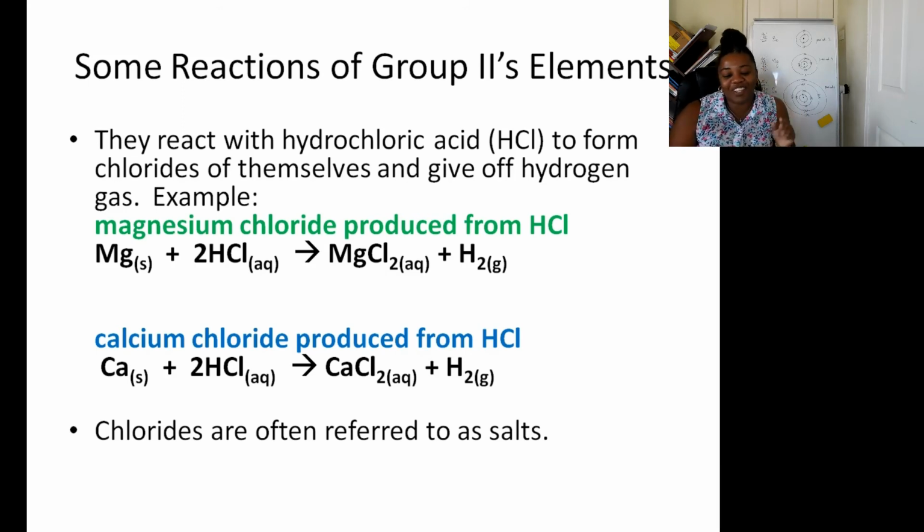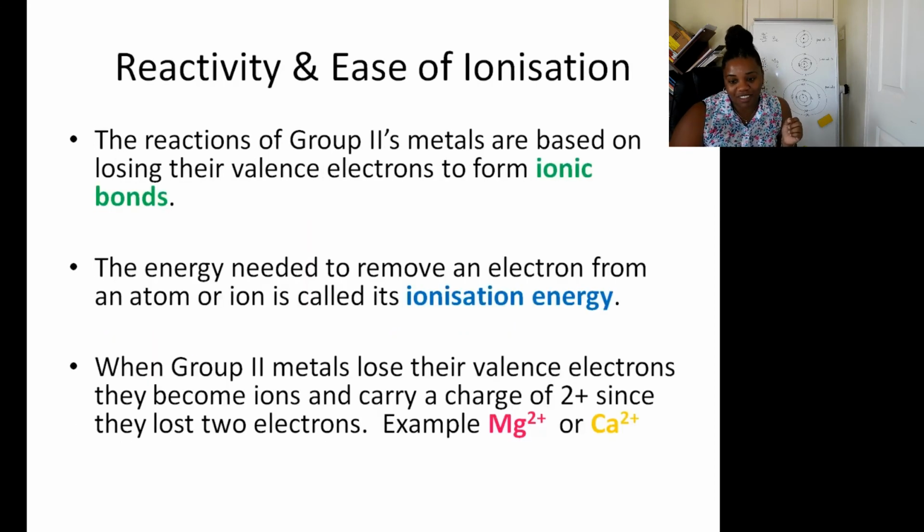Anyway. So chlorides are often referred to as salts. So the reactivity and ease of ionization. The reactions of group 2 metals are based on losing their valence electrons to form ionic bonds. And you see these words that I have highlighted in color? Get used to them because we're going to be coming up with this just now.